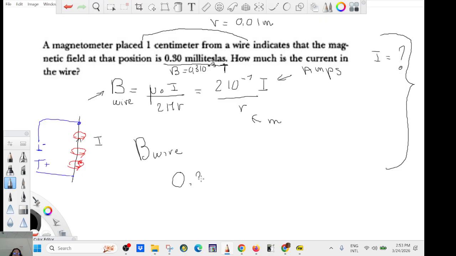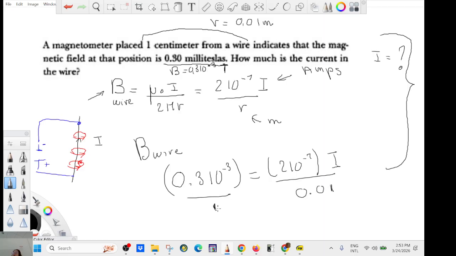So 0.3 times 10 to the negative 3 equals 2 times 10 to the negative 7 times the current divided by 0.01. And then we will check the equation sheet to see if this equation is there or not. Are you doing it? What did you get? 15. Yes, very good. 15 amps.